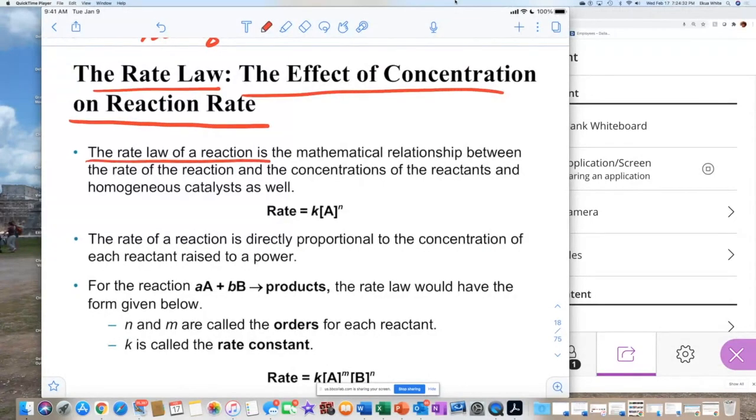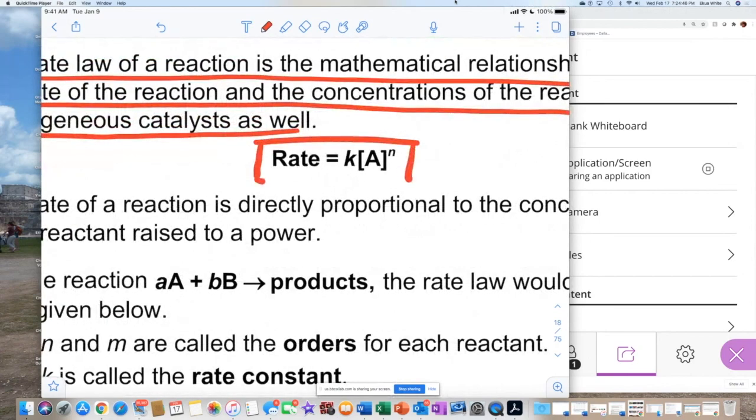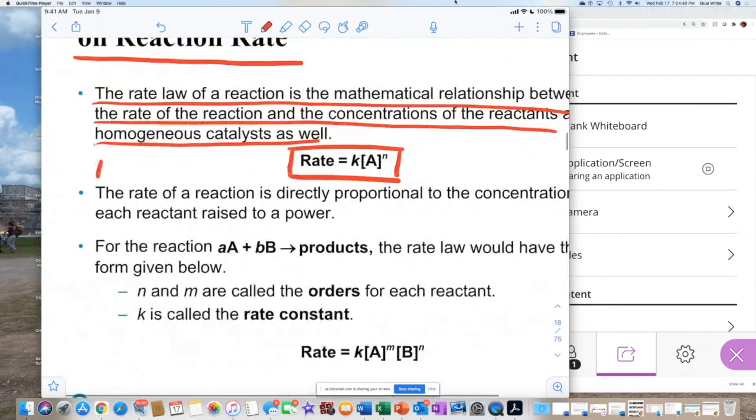The rate law of a reaction is a mathematical relationship between the rate of the reaction and the concentrations of the reactants and homogeneous catalysts as well. So bottom line, this is a generic form of the rate law. So when they ask you for the rate law, the answer you're looking for is something that looks like that, but that's the generic form. So you tend to adapt it to the question they gave you, right? So I'm going to tell you this. The term rate remains as the word rate.